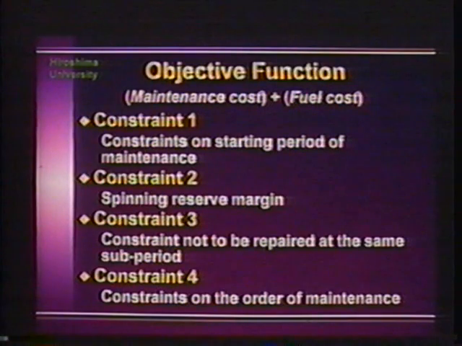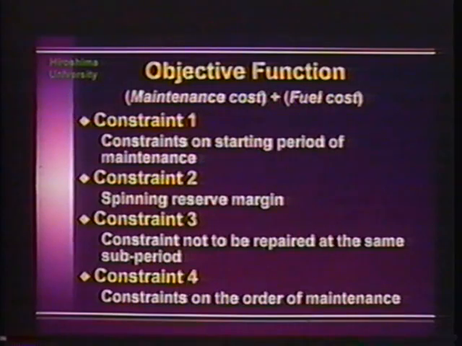So we have, of course, one objective function. As I said earlier, the objective function consists of maintenance cost plus fuel cost during the study period. And we raise 4 constraints. Constraint 1 is the constraint on the starting period of maintenance. As you will see, each steam plant is running 1 year or 2 years, and some parts get fatigued, so we must replace or check them. And so the starting period is maybe automatically determined by the maintenance records or repair records.